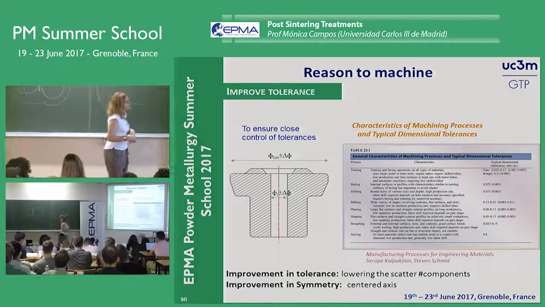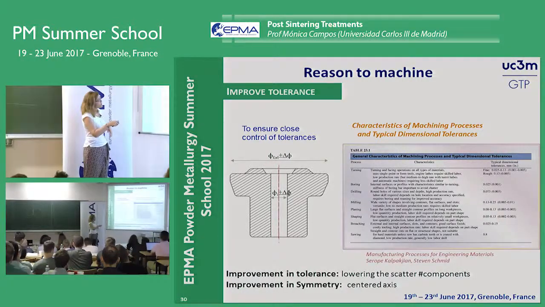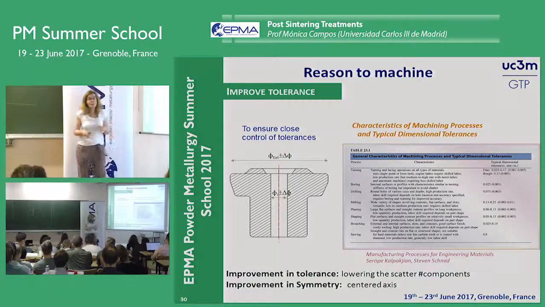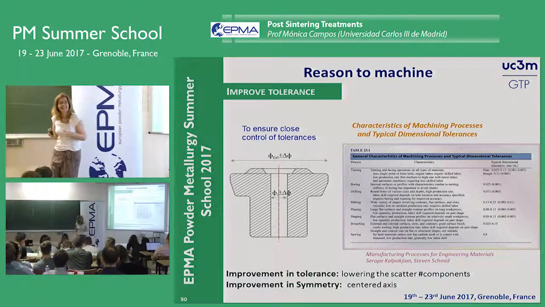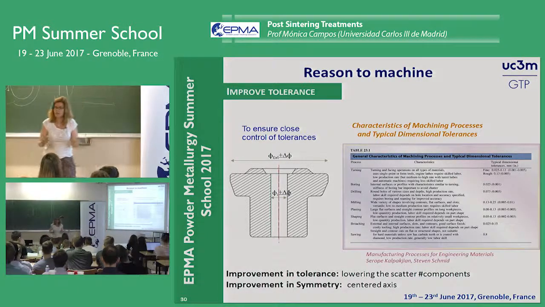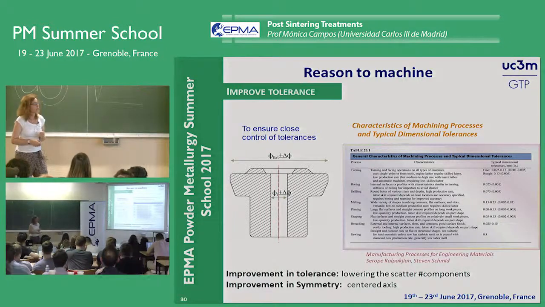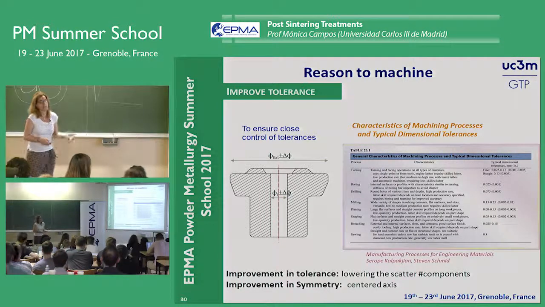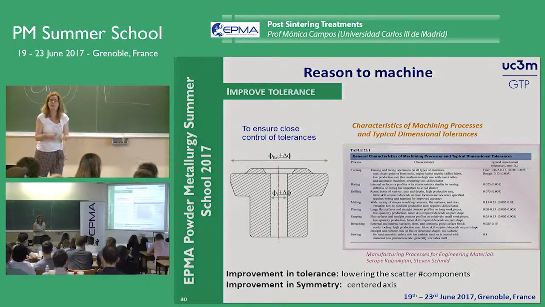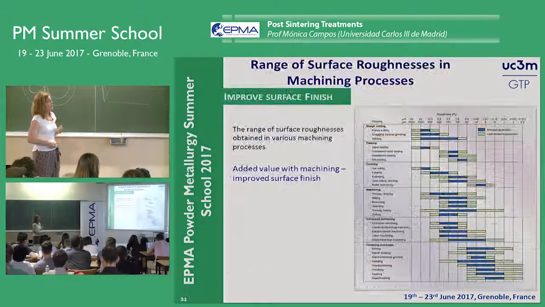ensure a close control of tolerance. We can improve, for instance, the axis center of the component, and also we can reduce the scatter in a large-scale production of components that we can find when we are checking for a close tolerance level. Then machining in that case is mandatory when we need to ensure a certain level of tolerance.